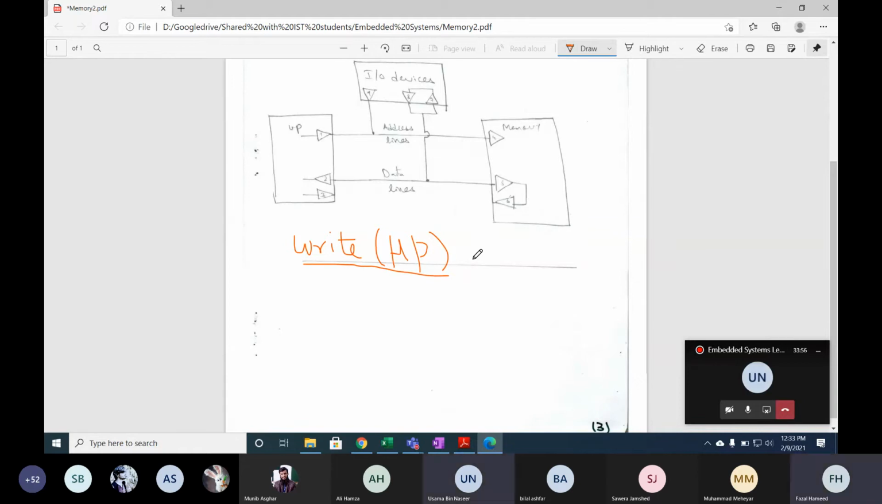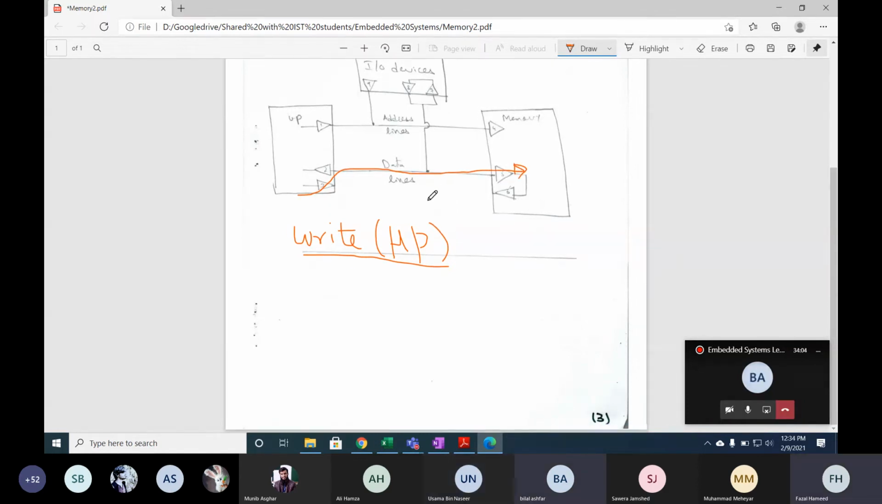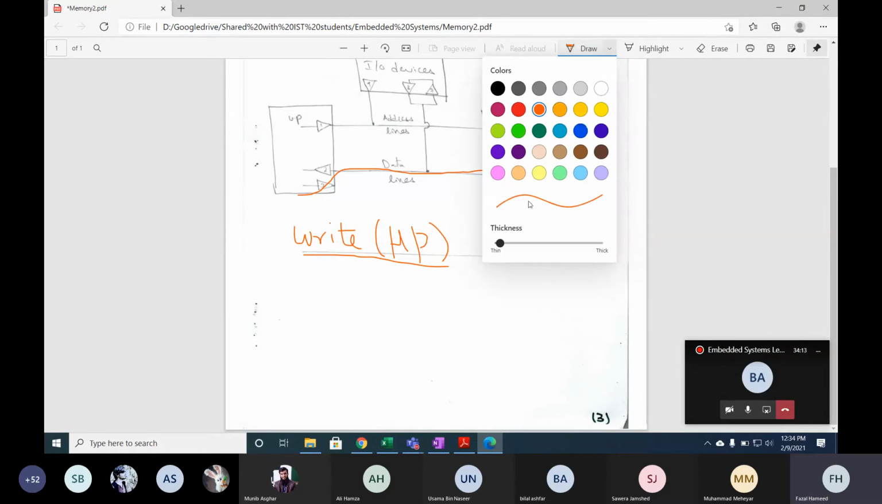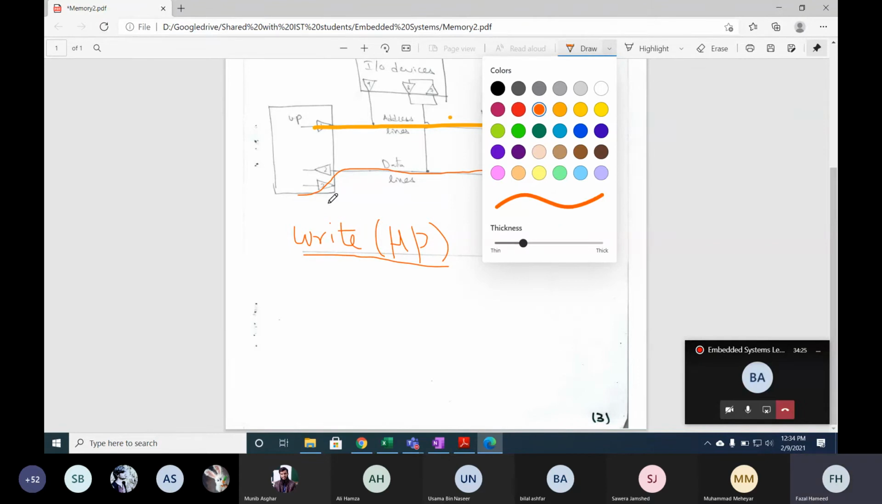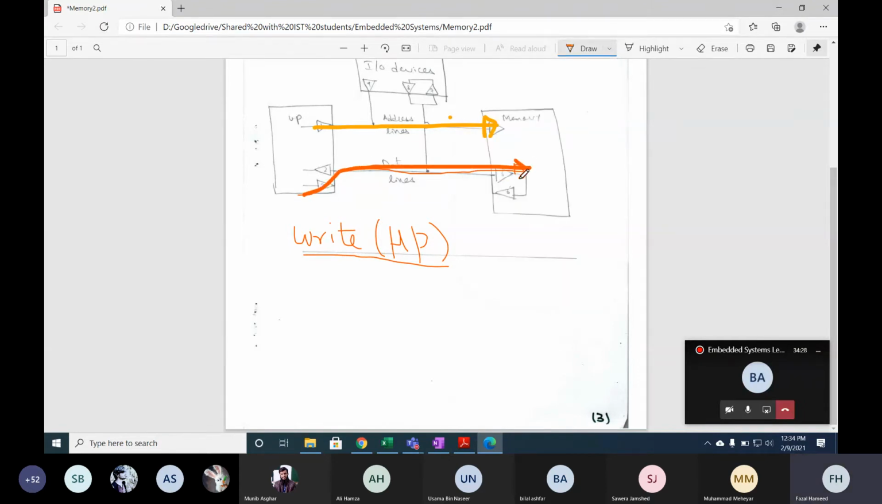So 3. Yes, 3 and 5. Okay, 3 and 5. Microprocessor wants to perform a write operation, so 3 and 5 will be enabled. Now from the perspective of address lines, the microprocessor will provide the address. So which tri-state buffers will be enabled? 1 and 4.